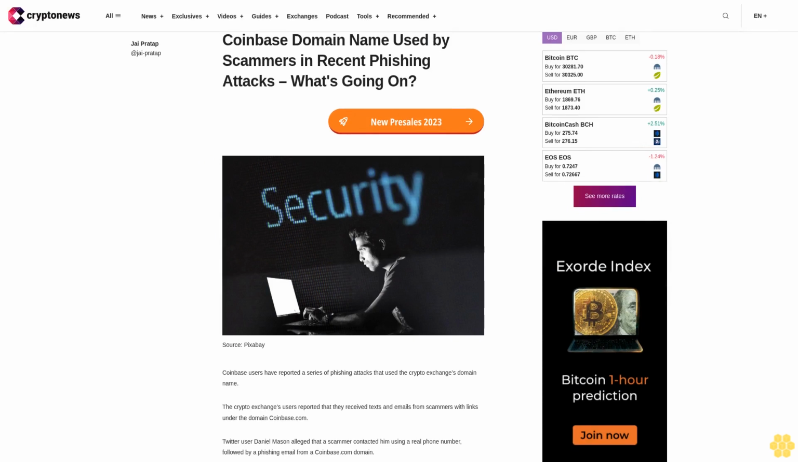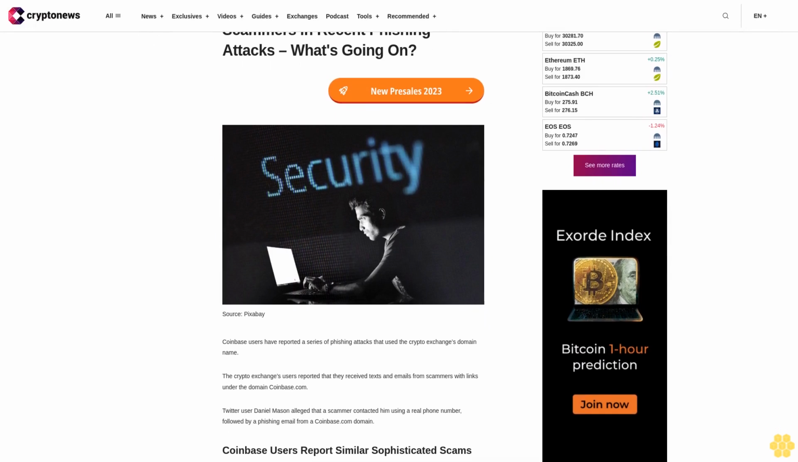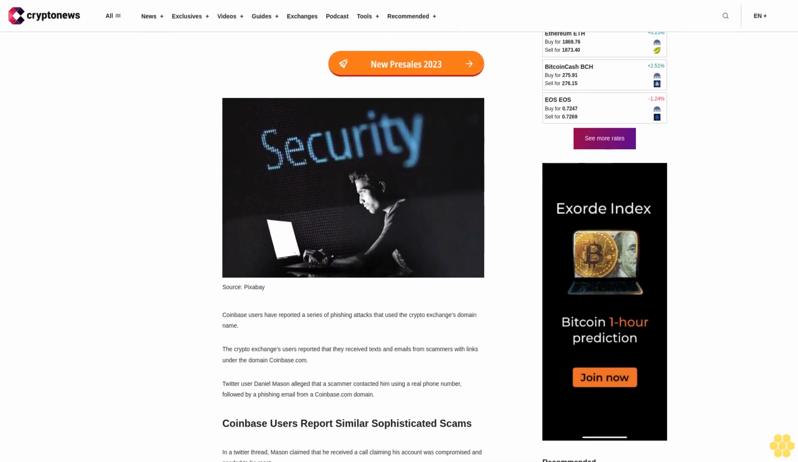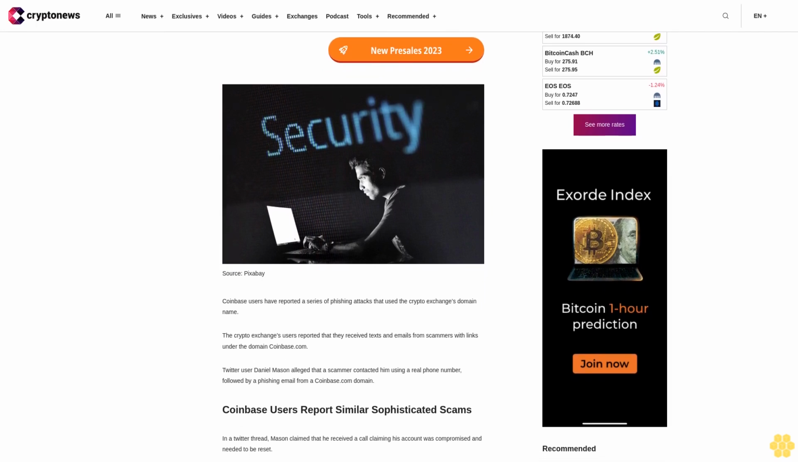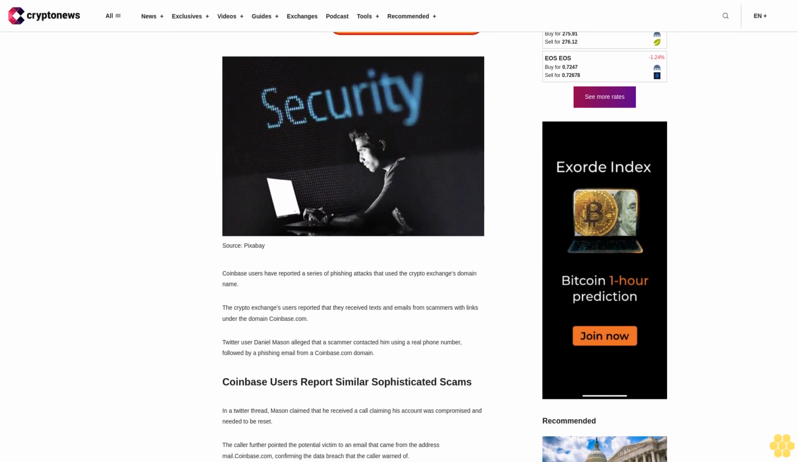Coinbase domain name used by scammers in recent phishing attacks. What's going on? Coinbase users have reported a series of phishing attacks that use the crypto exchange's domain name. The crypto exchange's users reported that they received texts and emails from scammers with links under the domain coinbase.com.